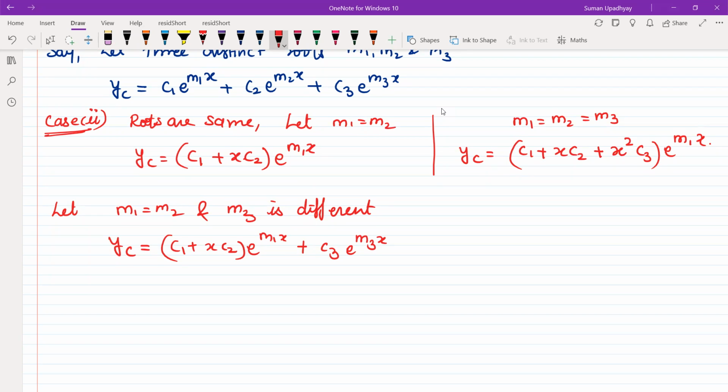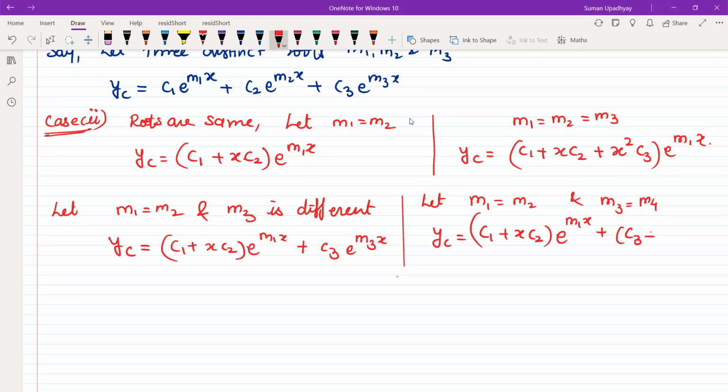So if some of the roots are same and the remaining are different, then this is how you are going to write the formula of YC. Is this case understood to all of you? Okay, ये एक और कंडीशन ले लेते हैं. What if there are four roots, इसमें से कुछ ऐसा केस हुआ तो? मैम, (C1 + x C2) e^(m1 x) और दूसरा (C3 + x C4) e^(m3 x). Absolutely right, very good.